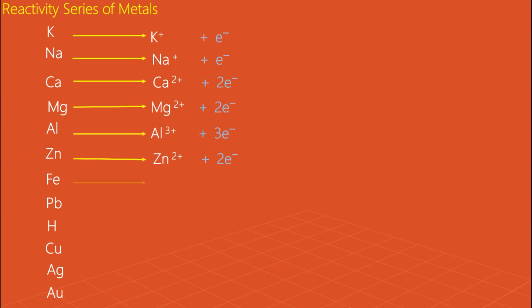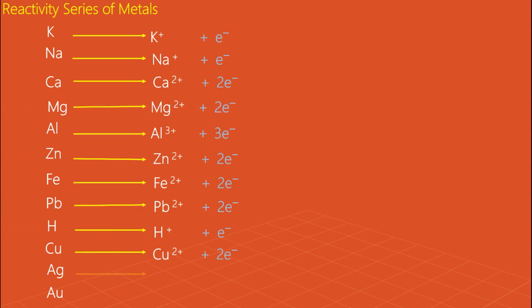And the last one to lose electron is gold, to give you gold ion. Now you get here two series. The first series you already got here, the series of metals, and another series you get, the series of cations. And now you compare these two series.